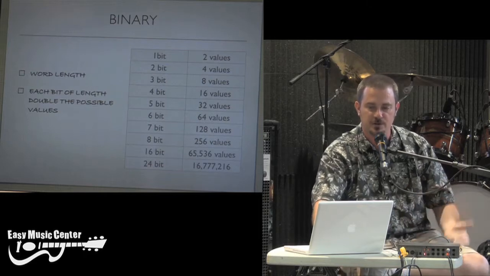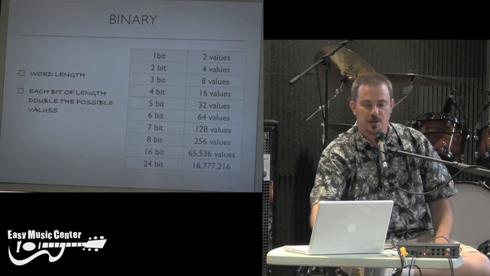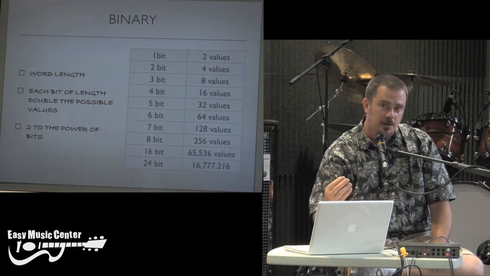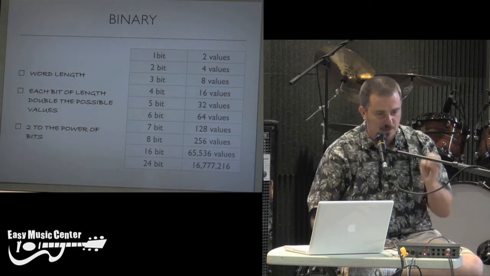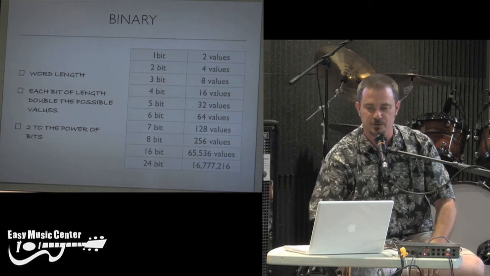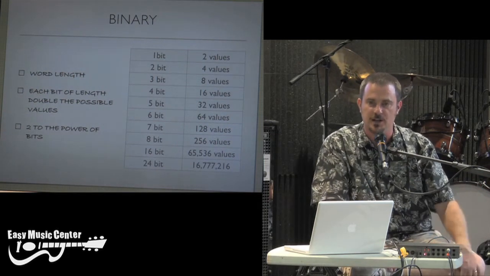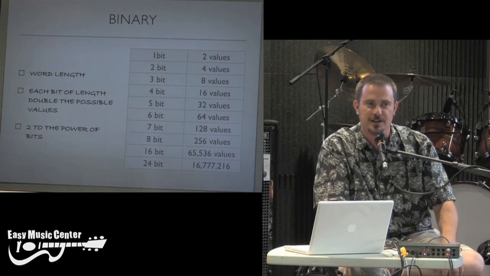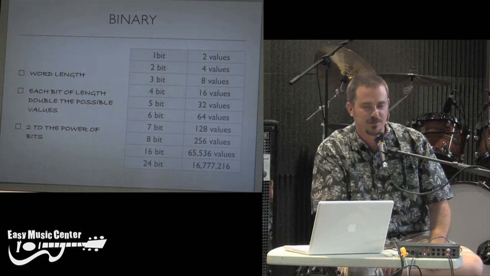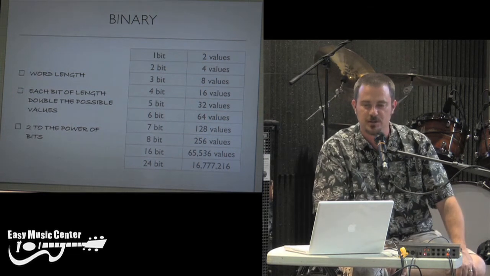1 bit would be 2 values, 2 would be 4, 3 would be 8. Basically, it's like taking 2, because each bit can have 2 values. Every time we add that to the length of the word, we get twice as many. 2 to the power of bits. So 2 to the 4th power. Taking you kicking and screaming back to math class again. 2 to the 3rd power would be like cubed, 2 times 2 times 2. 4-bit would be 2 times 2 times 2 times 2.